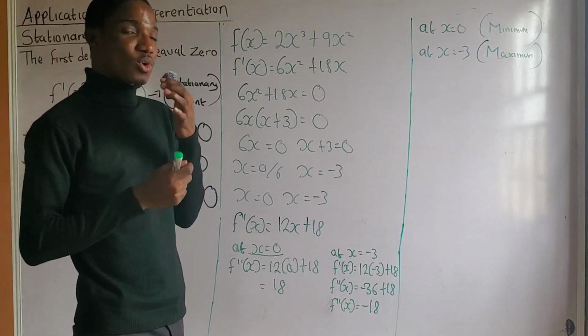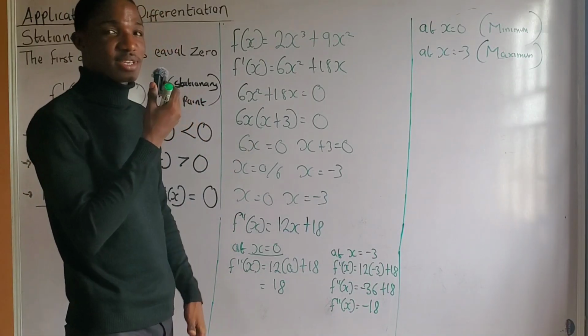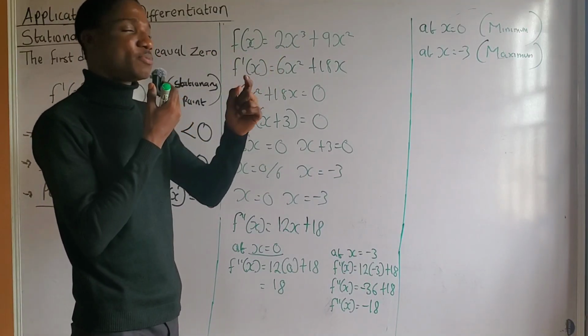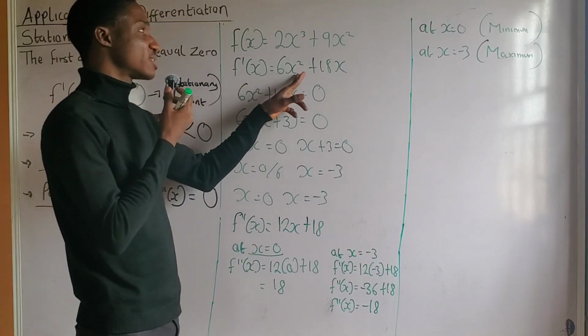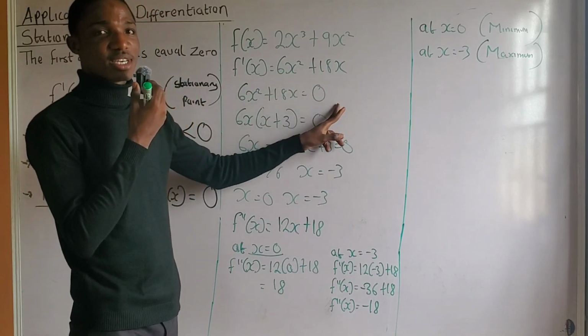For understanding, let me reiterate what I said. At a stationary point, the first derivative will be equal to 0. So I take the first derivative. The first derivative is 6x squared plus 18x. I set this derivative equal to 0.